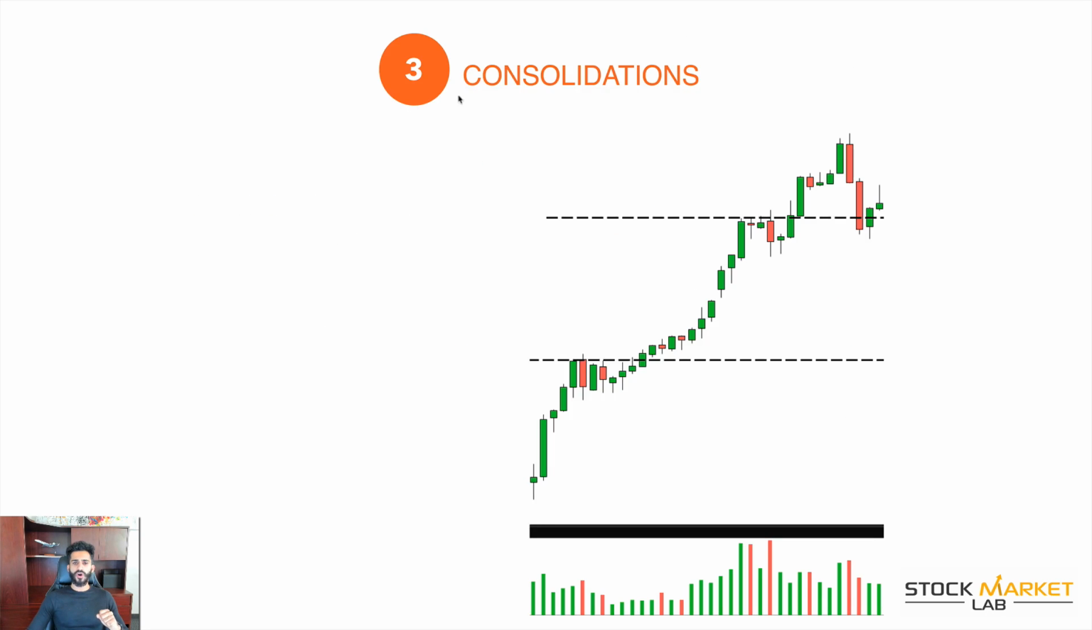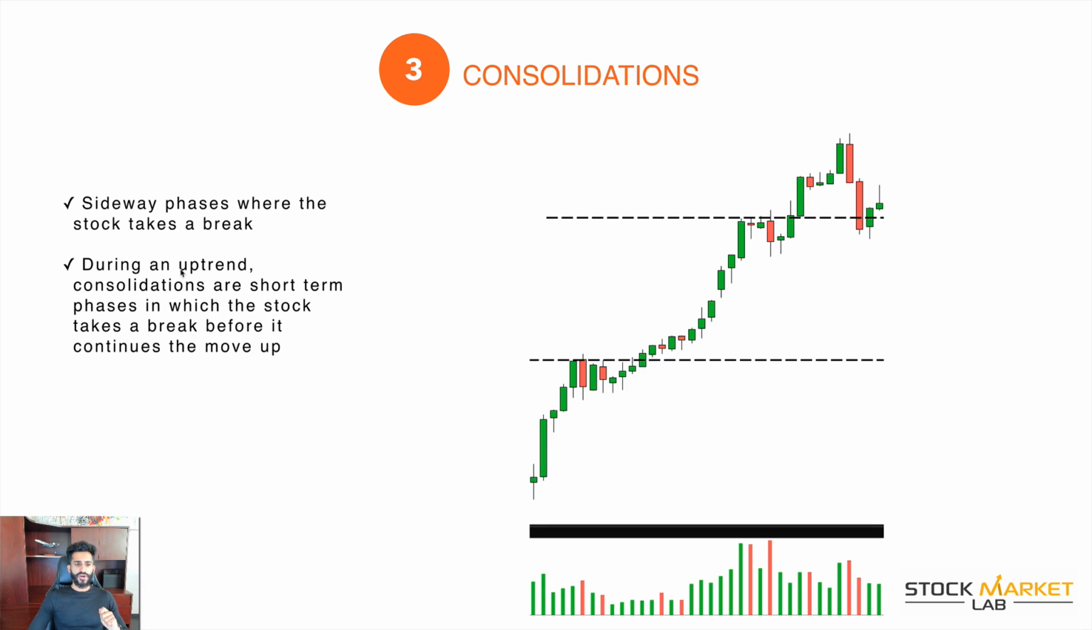Next, we have something called consolidations. This is a sideways phase where the stock takes a break. During an uptrend, consolidations are short-term phases in which the stock takes a break before it continues to move up, right? Stock goes up, it takes a break. It goes up, it takes a break.